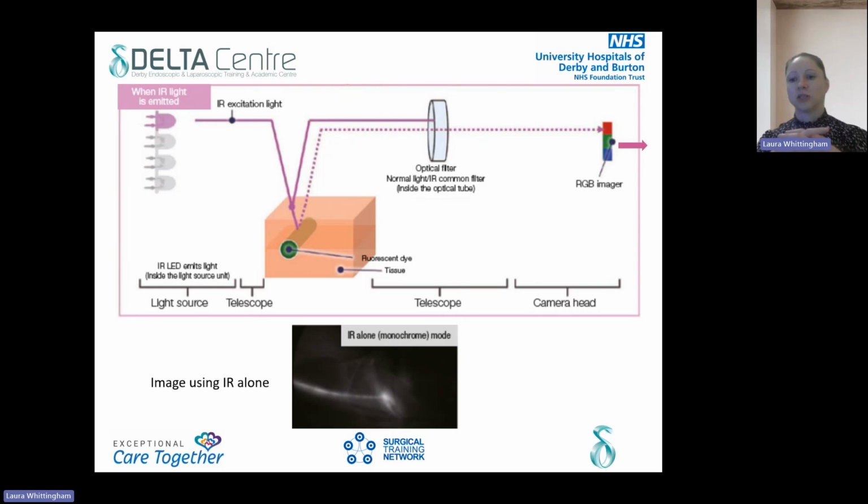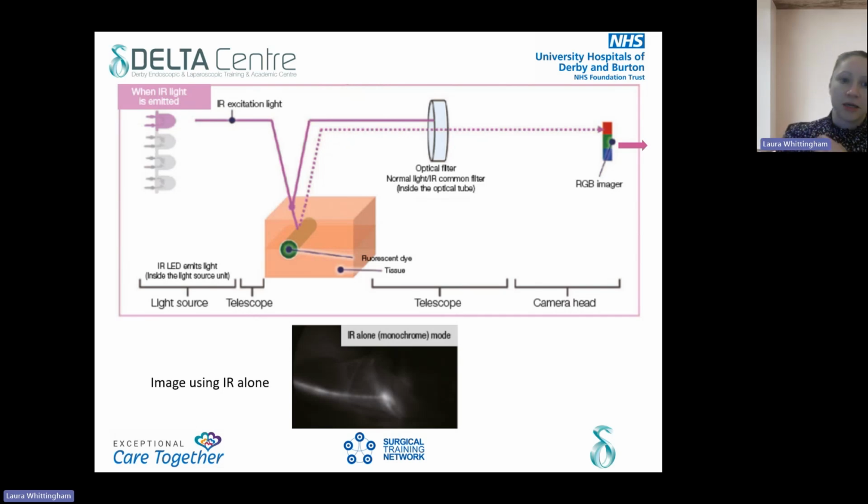So how does ICG actually work? Well, it's really quite clever in that it's a fluorescent dye that only fluoresces, so emits light, when it's subject to a very narrow band of near-infrared light. And this near-infrared light can penetrate into tissues by about 5 to 10 millimeters.